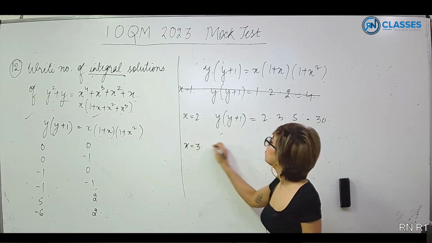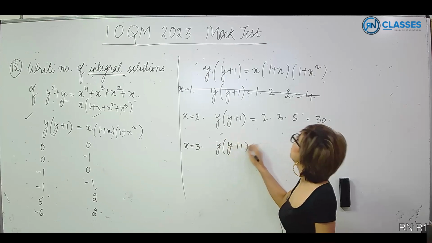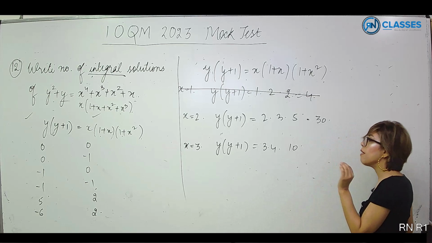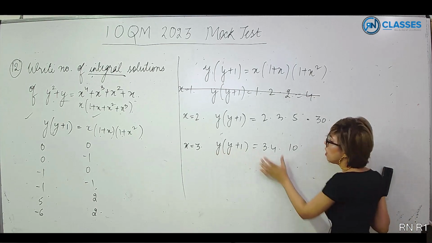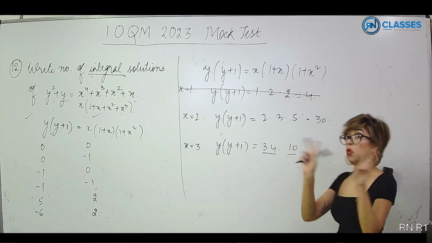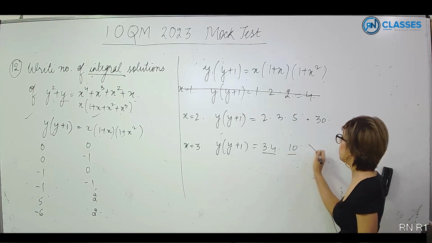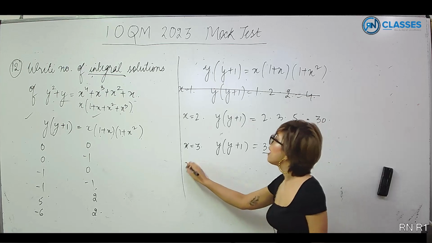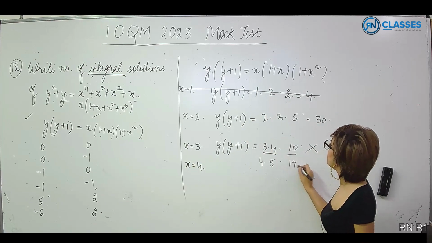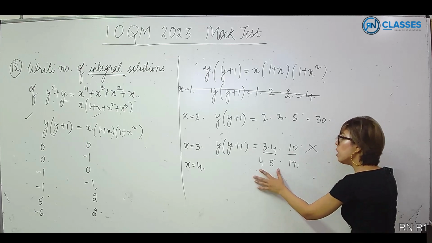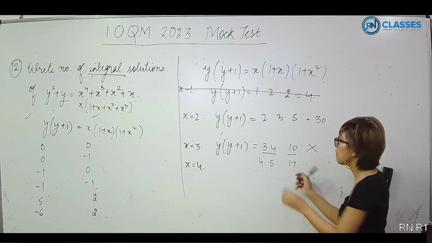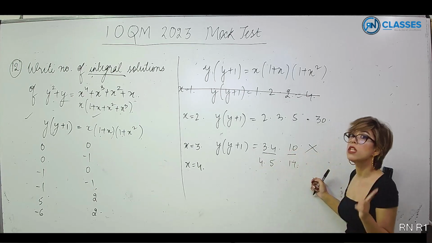x equal to 3. y into y plus 1. This becomes 3 into 4 into 10. Now, if you look carefully, here consecutive integers are there, and this number is 12 and this number is 10. Right? No, not a product of consecutive integers, so I will reject it. Now, when I put x equal to 4, this becomes 4 into 5 into 17. This is 20, this is 17. Again, not a product of 2 consecutive integers. In fact, the difference between 20 and 17 is 3.